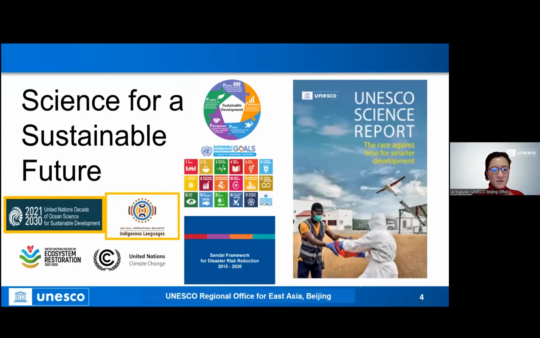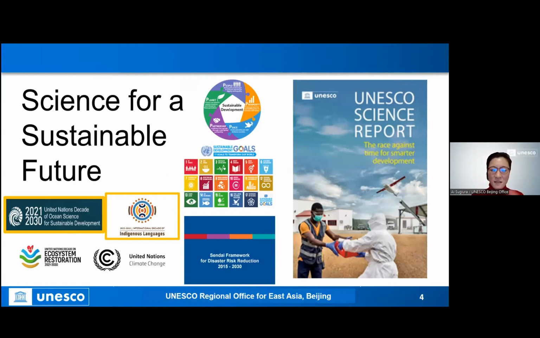And as a UN specialized agency, we work within a global framework, and we promote science for a sustainable future. And so we are all working together with our member states to implement the Agenda 2030 to reach the Sustainable Development Goals. And we have not much time left. And then also the Sendai Framework for Disaster Risk Reduction.